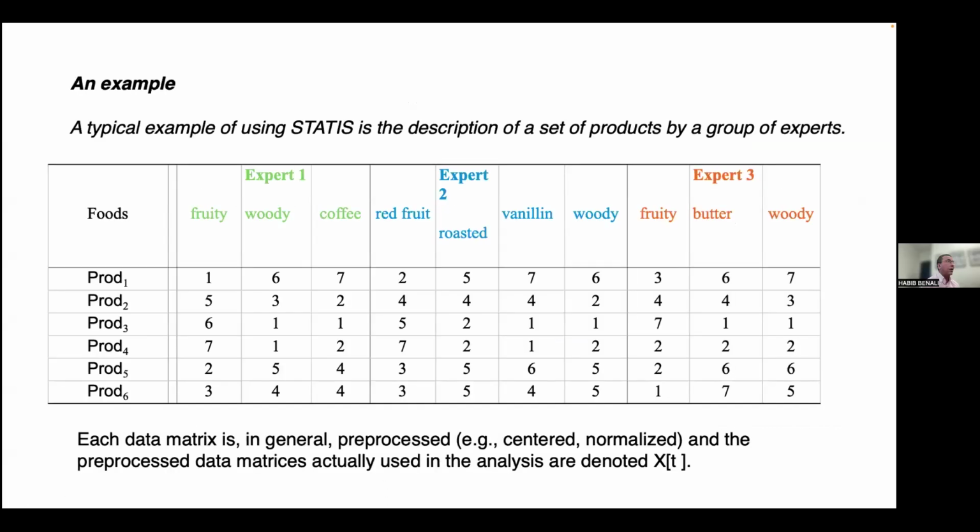Okay, for example, we have different experts 1, 2, 3. So I have 3 data sets, and they are giving some evaluation, grading different products. And they have their own characteristics. This is data table X1. This is data table X2. As you can see, it's not the same number of variables. And this is data table X3.